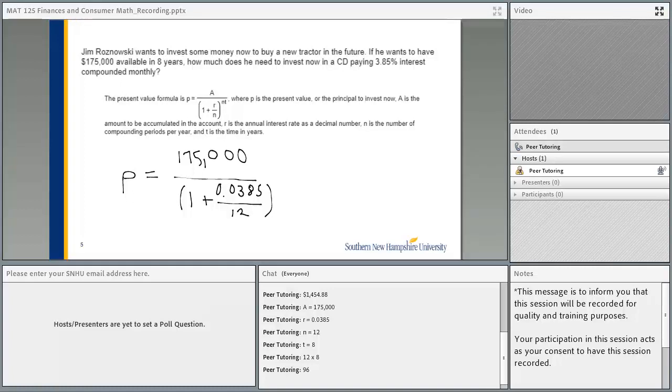So I'm going to show you, I'm going to just multiply n times t. So I've got 12 times 8, and that's equal to 96. So I'm just going to put this 96 right here. And this is the result of multiplying n times t. So that's 12 times 8.